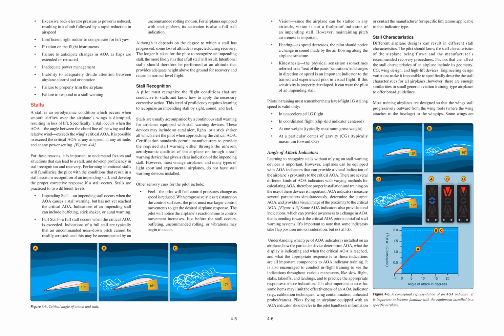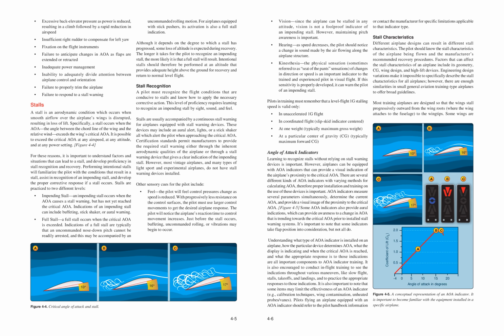Angle of attack indicators. Learning to recognize stalls without relying on stall warning devices is important. However, airplanes can be equipped with AOA indicators that can provide a visual indication of the airplane's proximity to the critical AOA. There are several different kinds of AOA indicators with varying methods for calculating AOA, therefore proper installation and training on the use of these devices is important.